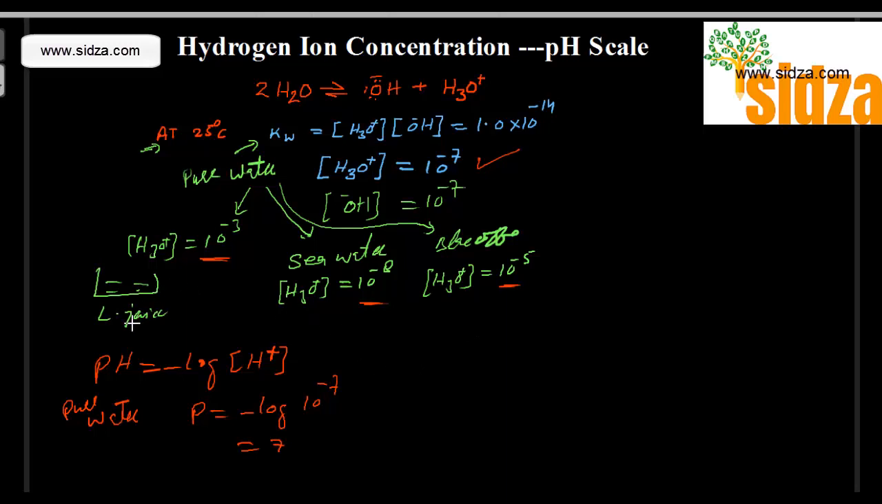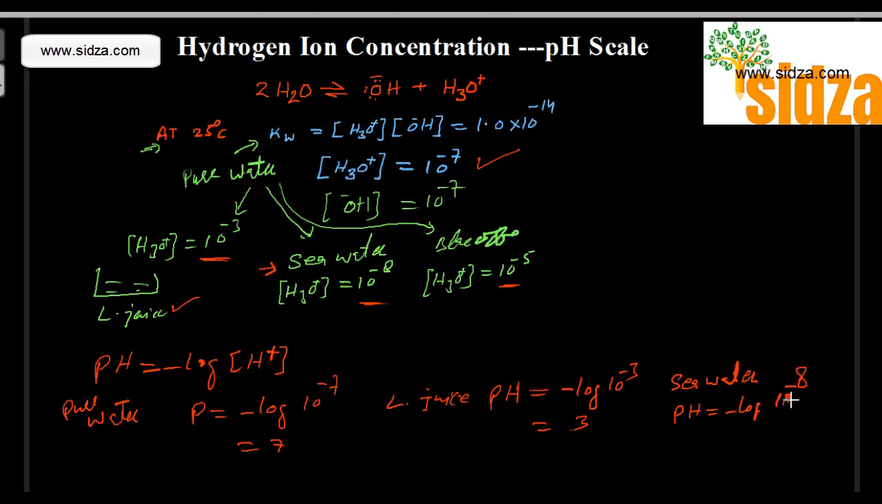Now look at the lemon juice. The lemon juice contains 10^-3. So therefore, you can say the lemon juice will have a pH of negative log of 10^-3, which is 3, right? And similarly, you can look at seawater. Seawater will have a pH of the negative log of 10^-8, which is 8.